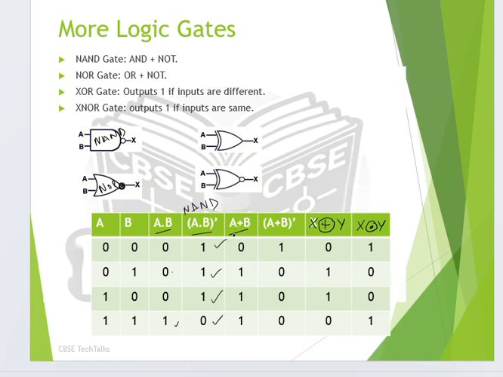Now this symbol is for the OR gate. So A or B will be true when any of the inputs is true. So other than the first, all the cases are true. And this is NOR. What is NOR? A complement of OR, or you can say NOT of OR. So we will be complementing or inverting all the outputs of A plus B. So other than the first, all are zeros.